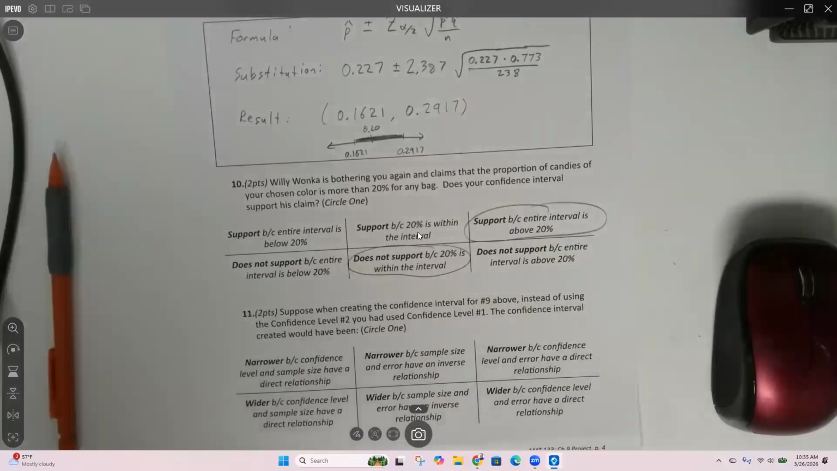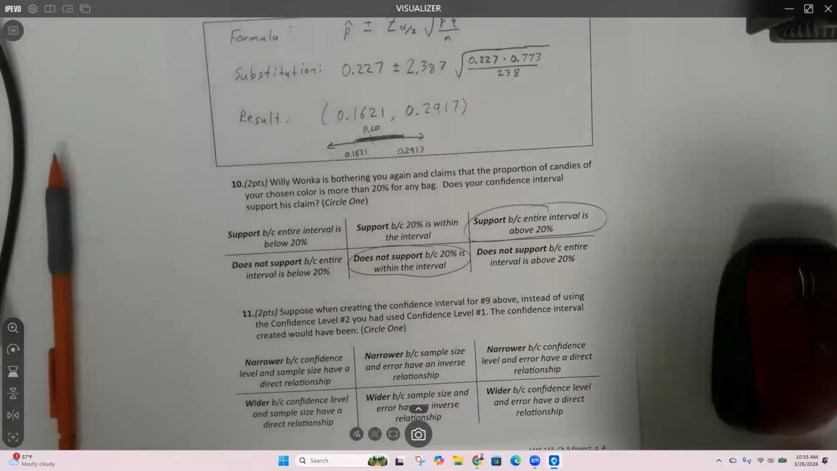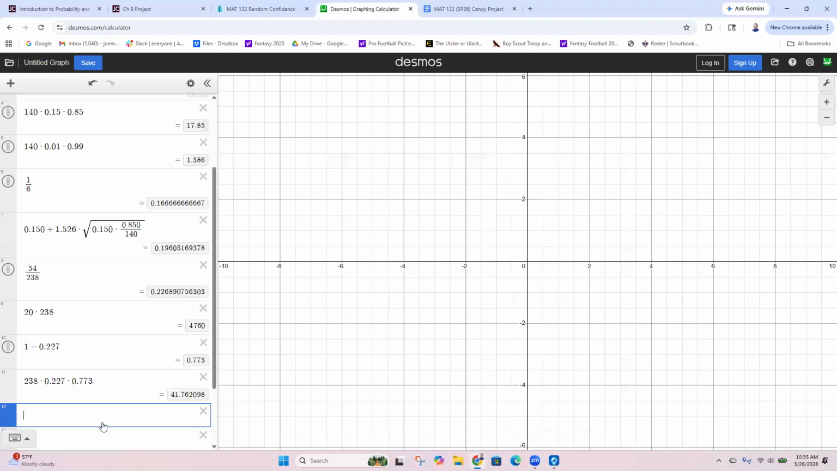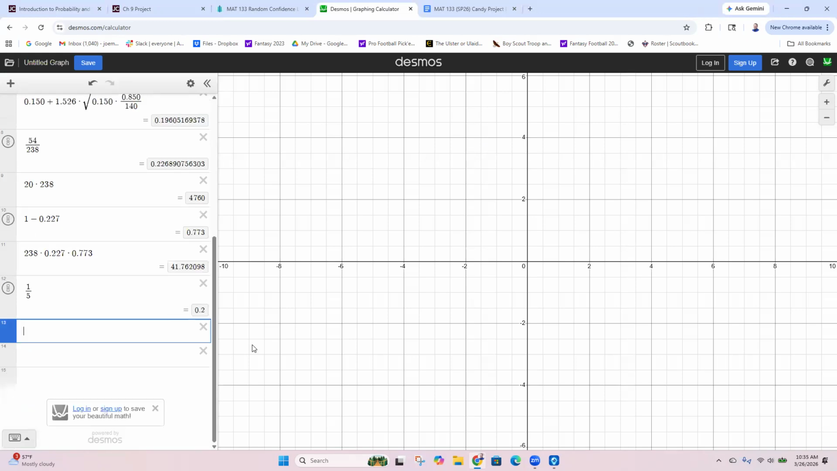Now we know the actual answer. Normally we don't know the true proportion, right? But here we know that Skittles are made in equal quantities. So 1 divided by 5, 1/5 is 0.20. There's 5 colors, so it's 0.20, 20%.